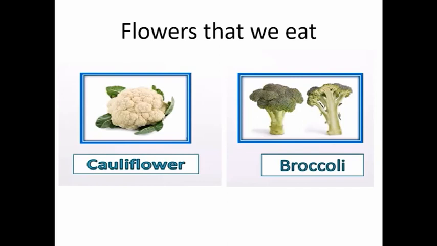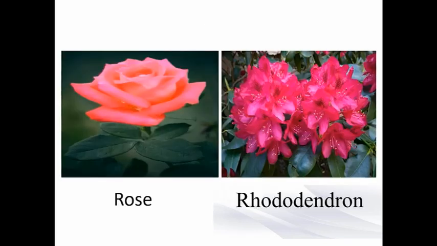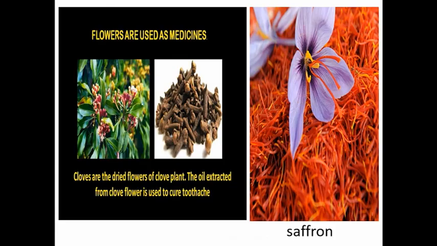Next is flowers that we eat. We eat many flowers such as cauliflower, broccoli, etc. Flowers can be eaten in many other ways. For example, extracts of flowers such as rose and rhododendron are used to make syrups and sherbets. Spices such as cloves and saffron are obtained from flowers of plants.